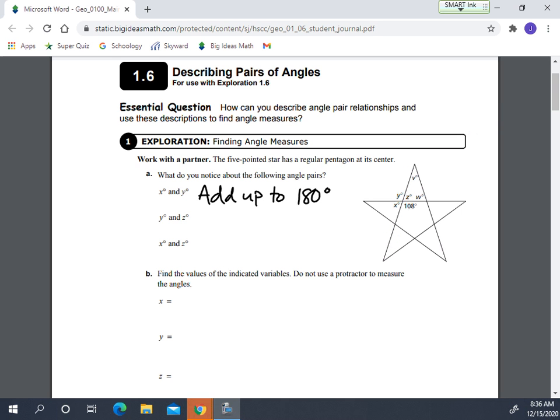Let's move on to our next angle pair, y and z. Well, won't you agree that if x and y are on that other line, y and z will be on this line right here? I know my line's a little off. The line equals 180 degrees. Therefore, y and z, won't they add up to 180 degrees?